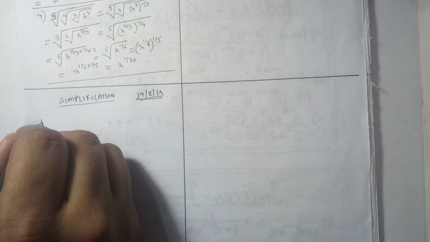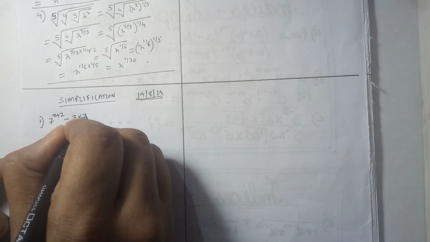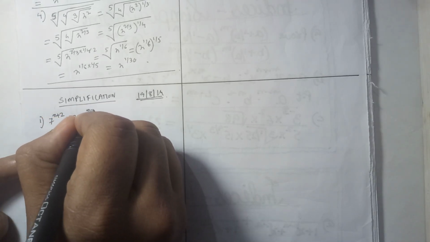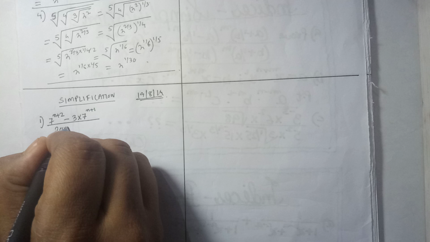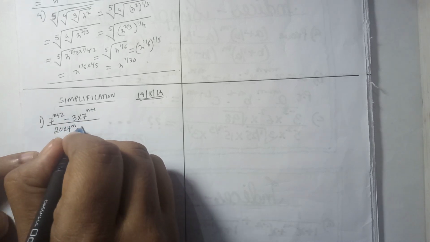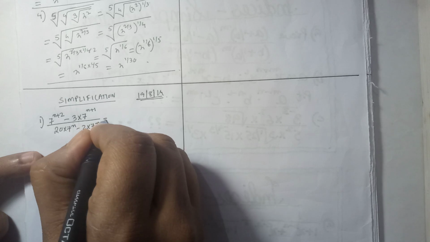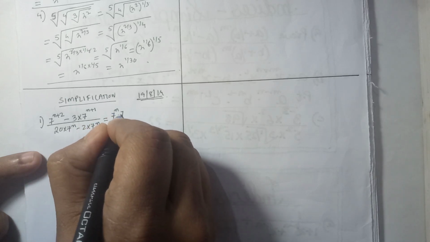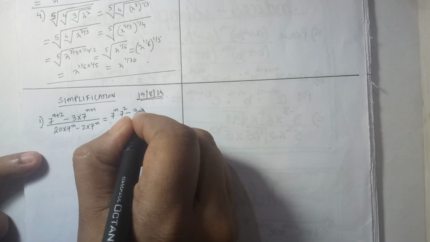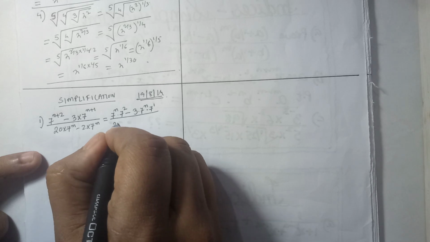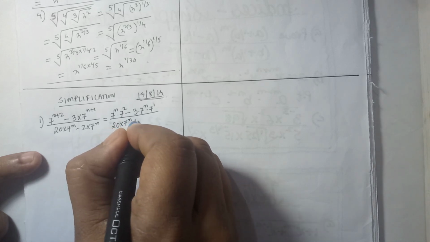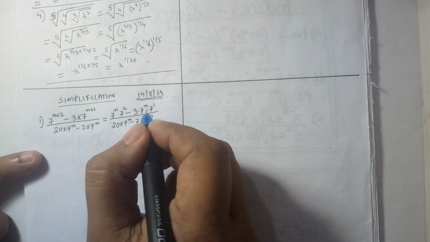So the first problem: 7 to the power of n plus 2 minus 3 into 7 to the power n plus 1, divided by 20 into 7 to the power n minus 2 into 7 to the power n. I can write it like this: 7 to the power of n into 7 to the power of 1, and 20 into 7 to the power of n minus 2 into 7 to the power of n.